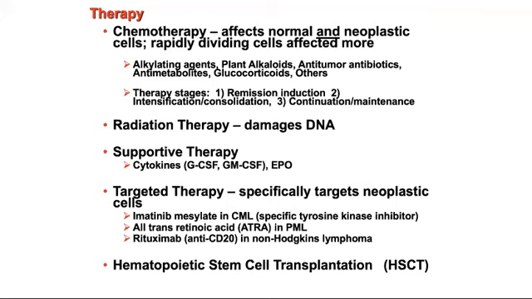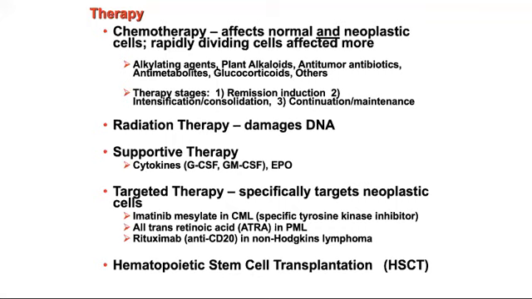Chemotherapy, which is using agents. The only downside to this is that the chemotherapy agents affect both neoplastic and normal cells. And the effect is more profound on rapidly dividing cells, such as those of the mucosa of the gastrointestinal tract and also in the bone marrow. Some examples of chemotherapy agents include alkylating agents, plant alkaloids, anti-tumor antibiotics, anti-metabolites, glucocorticoids, and others.